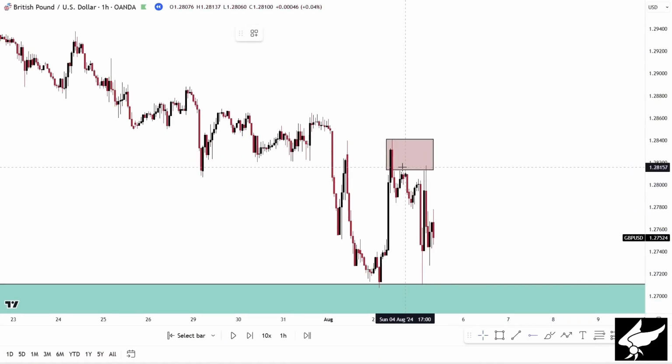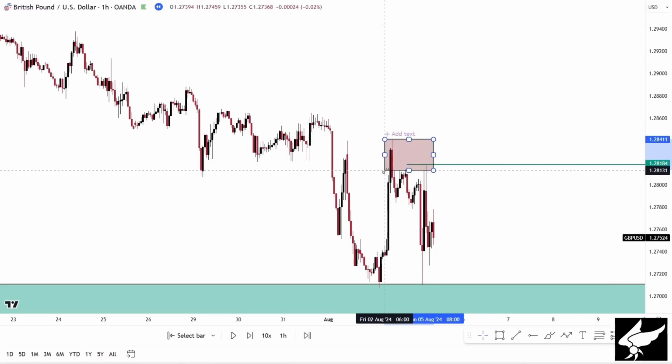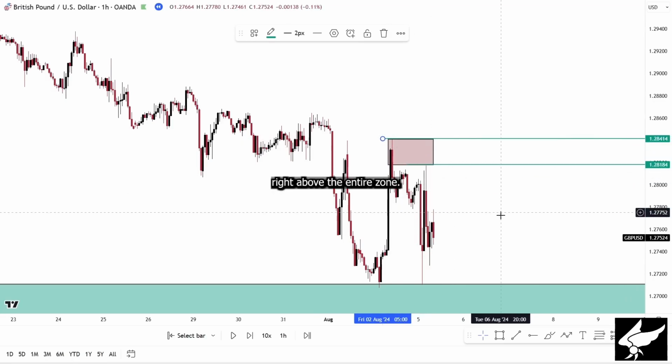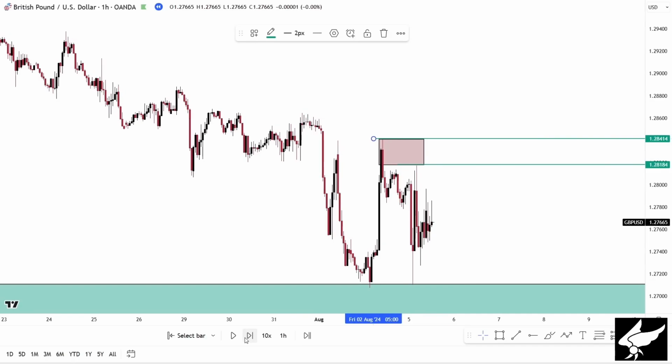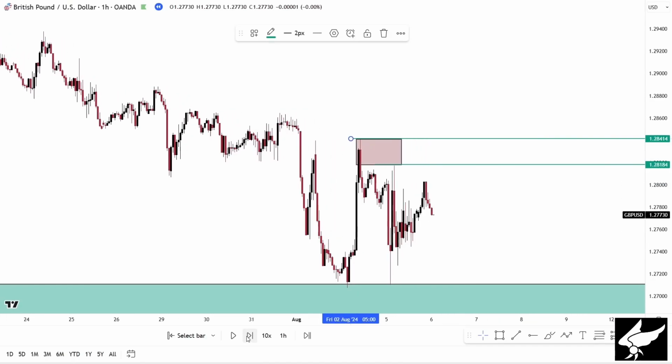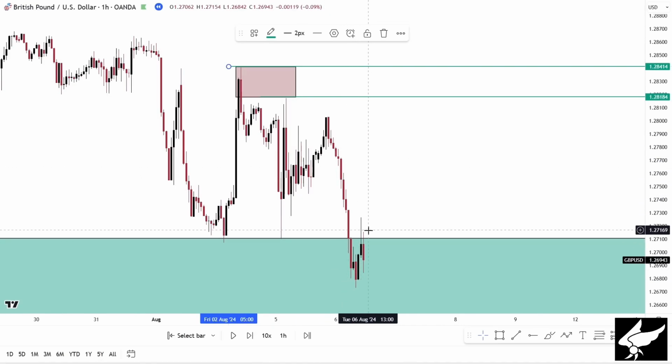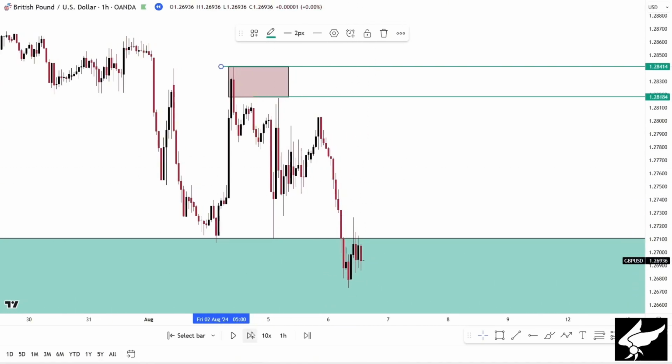You have this extreme rejection from this peak. So now if price gets above this level right here, you can get in an aggressive entry, or if you want to be a little bit more conservative and save a few points, you can get in a trade right above the entire zone. So price never went to that level. Let's see if we can find another one.